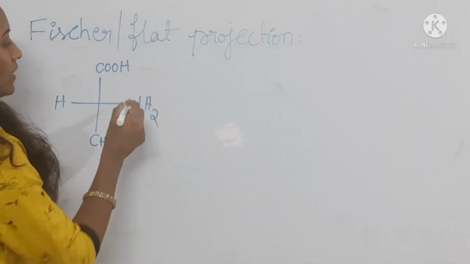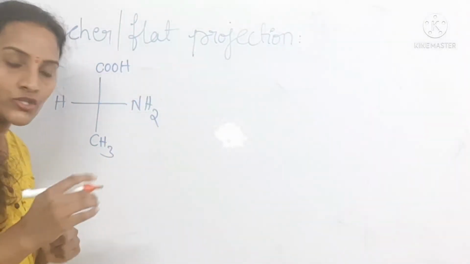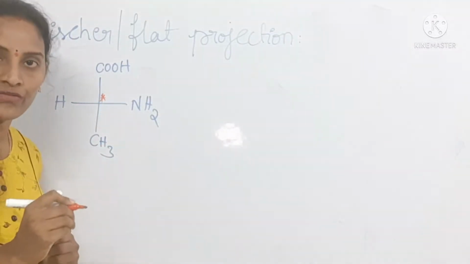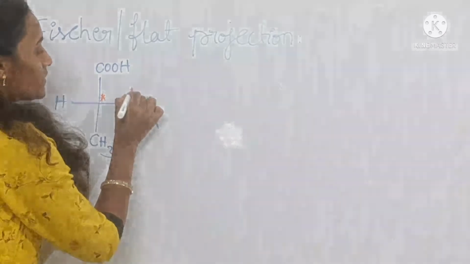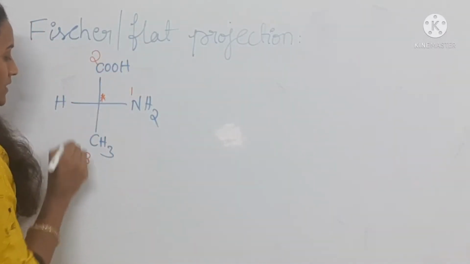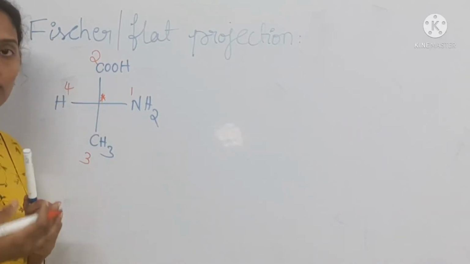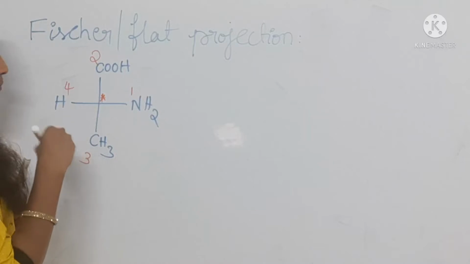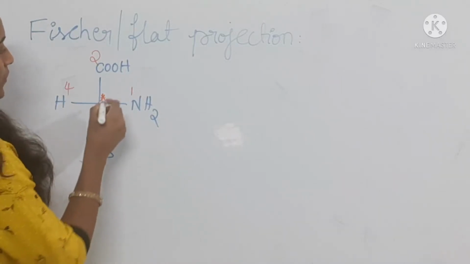See, the heteroatom which is attached to this particular chiral center will get more preference. So nitrogen gets first preference, after that COOH, after that CH3, then at last hydrogen. Okay, what is the plane polarized rotation for this compound?